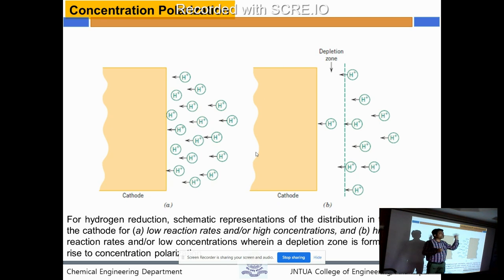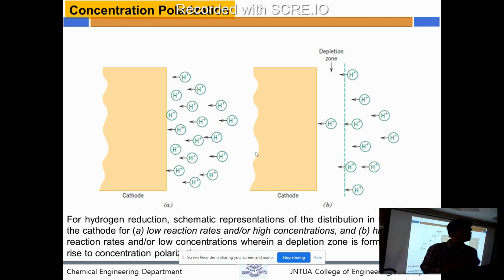Because what are the four steps in the activation polarization? H plus ions, H plus plus electron, H-M-H, H2 leaves out. Here there is no agitation speed, nothing will influence. But here the agitator will influence the reaction rates. So all these electrochemical reactions, kinetics, processes are influenced by the polarization concept.